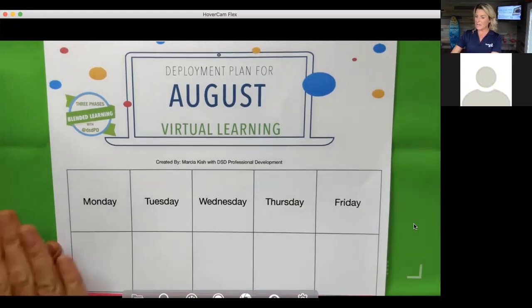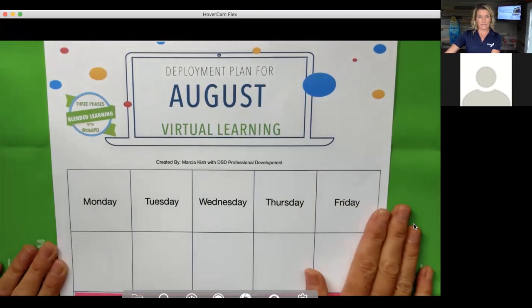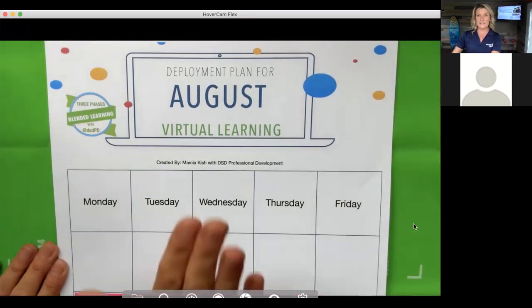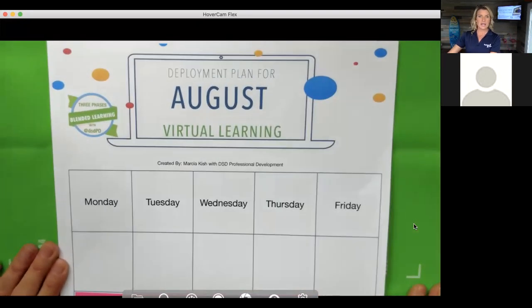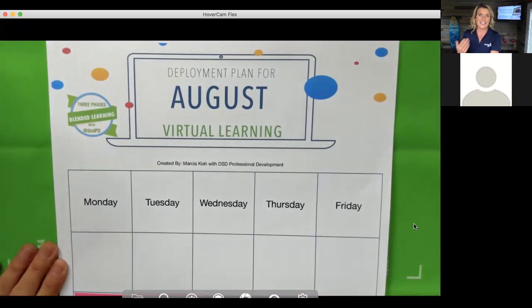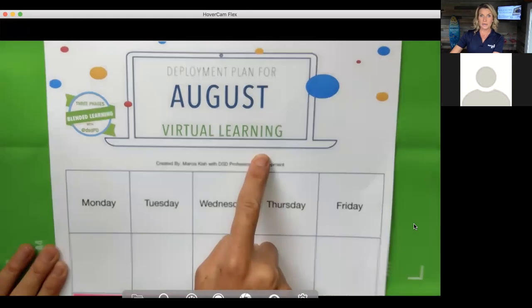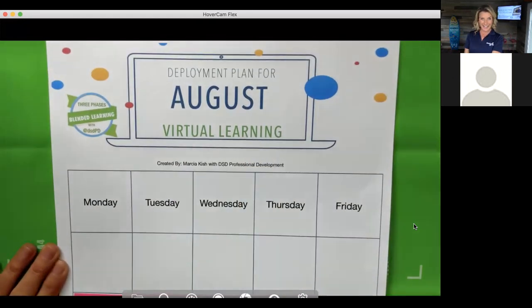So this is a month view, a deployment plan for a virtual classroom. I'm going to start in August. I know some of the schools that I work with do not start until maybe September. But don't worry. As I'm going, I'm going to say this is week 1, this is week 2. Just because it says August does not mean you can't do it if you start in September, okay?